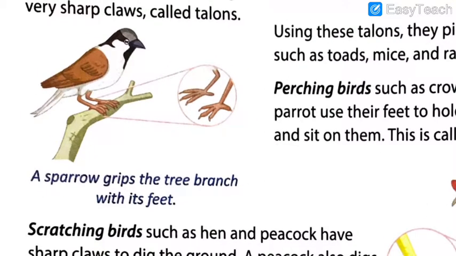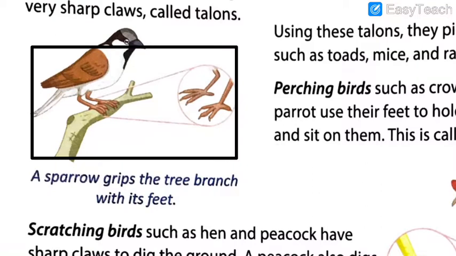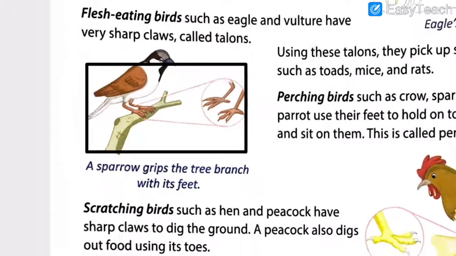Now, as you can see in the picture, the sparrow is sitting on the tree and how it has maintained its balance with the help of the feet, correct? And the feet picture is also given very clearly. So, one kind of thumb is there which human beings also have.